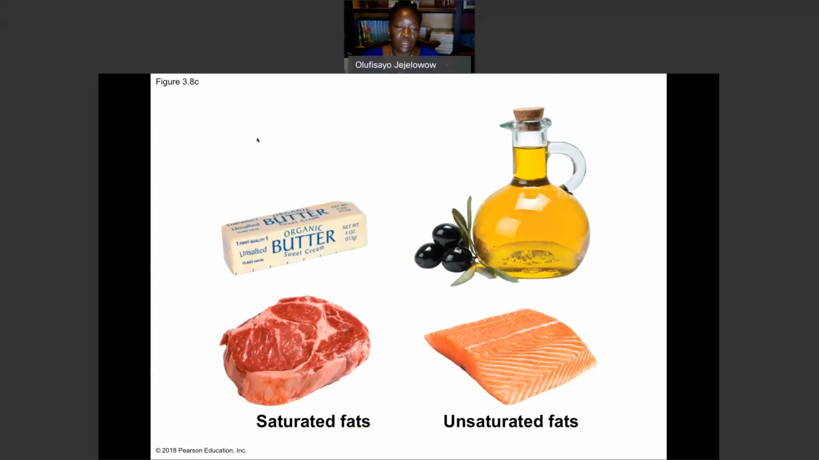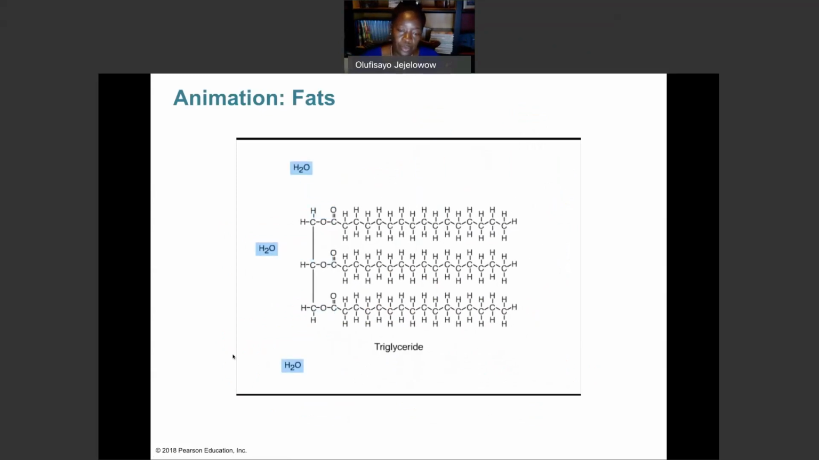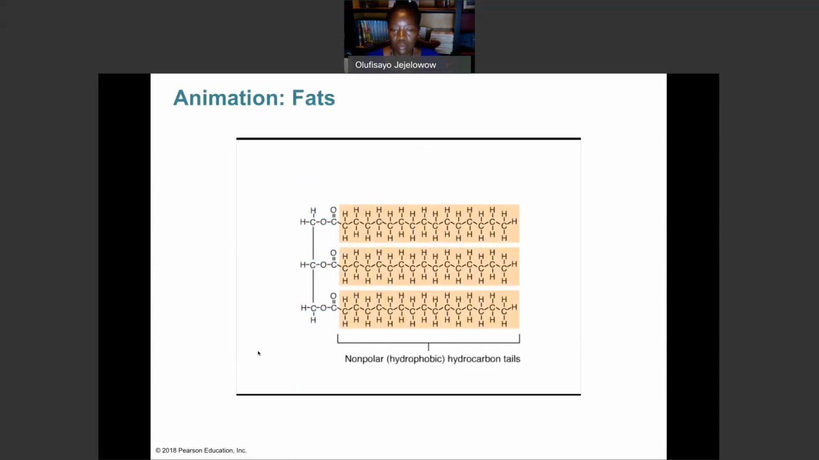So this butter and the fat in your beef are saturated fats. In olive oil and salmon, we have unsaturated fats. Butter, lard, margarine, and salad oil are composed of lipids called fats. To make a fat molecule, 3 fatty acids bind to a molecule of glycerol. For this reason, fat molecules are technically called triglycerides. Fat molecules do not mix with water because they have 3 long, nonpolar hydrocarbon tails.